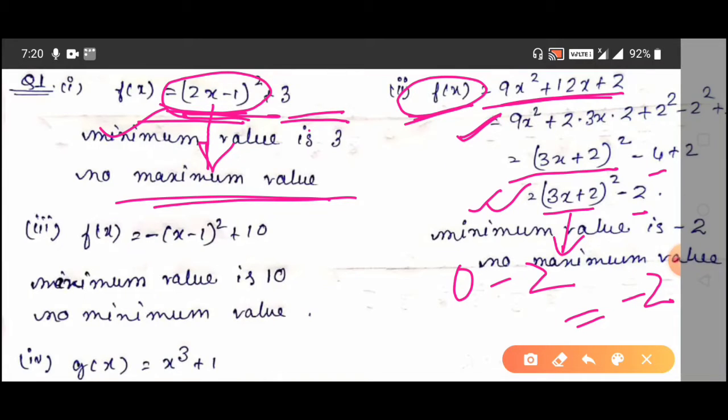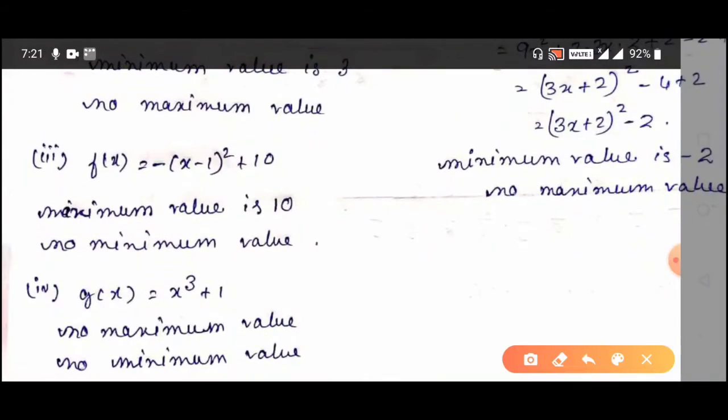Maximum value we cannot find out because with the increasing value of x, (3x + 2)² will increase. If this will increase, then this one minus 2 will also increase. So we cannot get the maximum value.